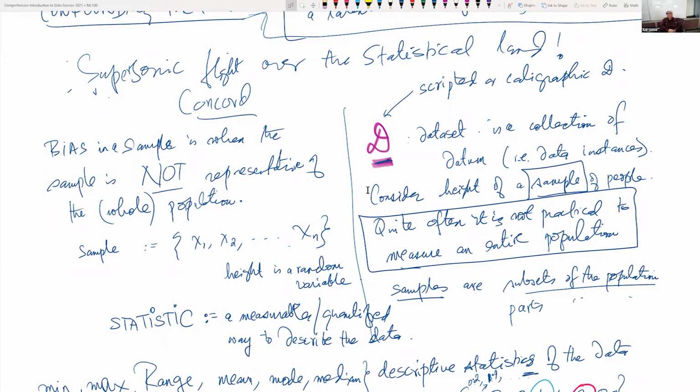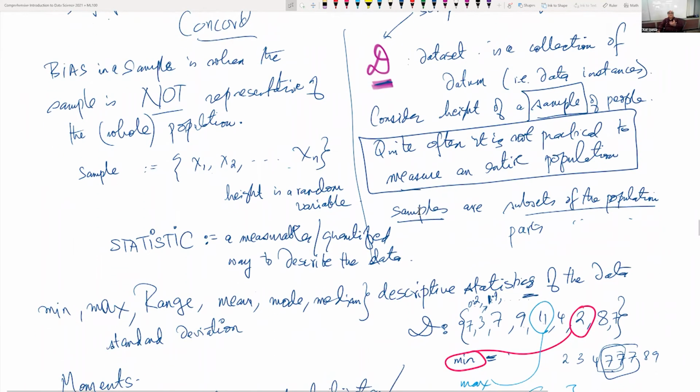We decided that we'll use this nice, beautiful calligraphic D for our data set. It will represent the entire data set. Then came the fact of why the word statistics is a plural. The singular of that is statistic. A statistic is a measurable way to describe the data.